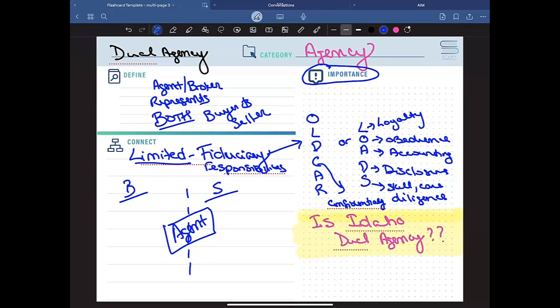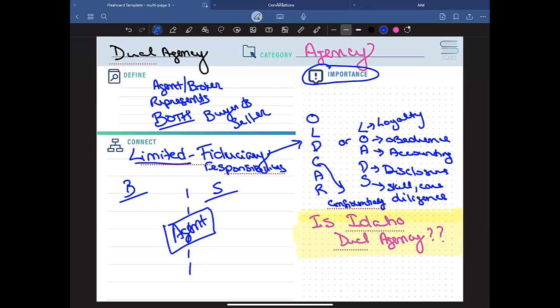And why would that be important? Because, like you said, it's limited. The buyer and seller need to know, hey, you're paying a commission, but you're not going to get the same things that you would get if you chose some kind of single agency. Does that help? Yes.